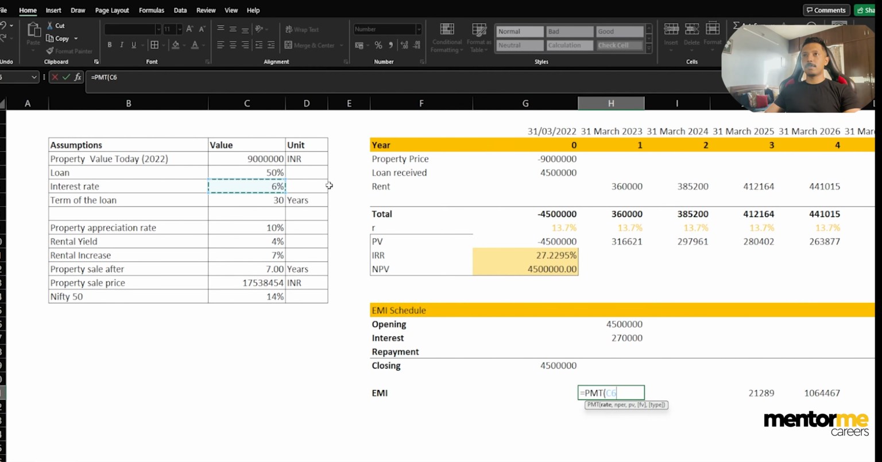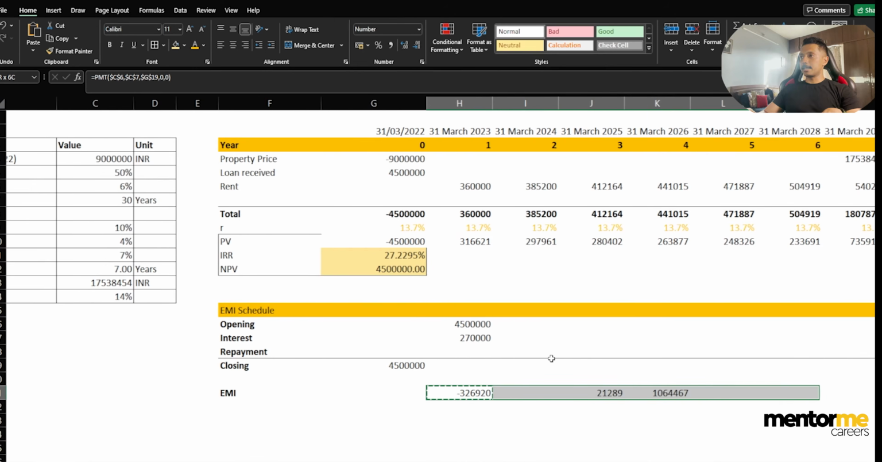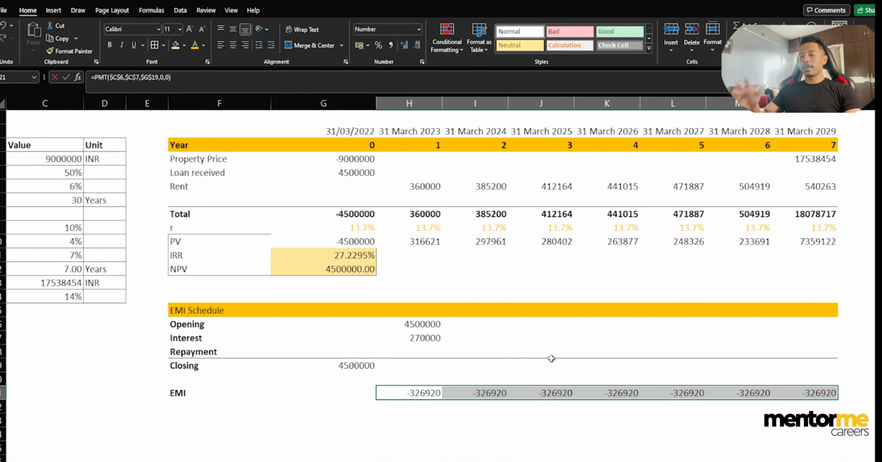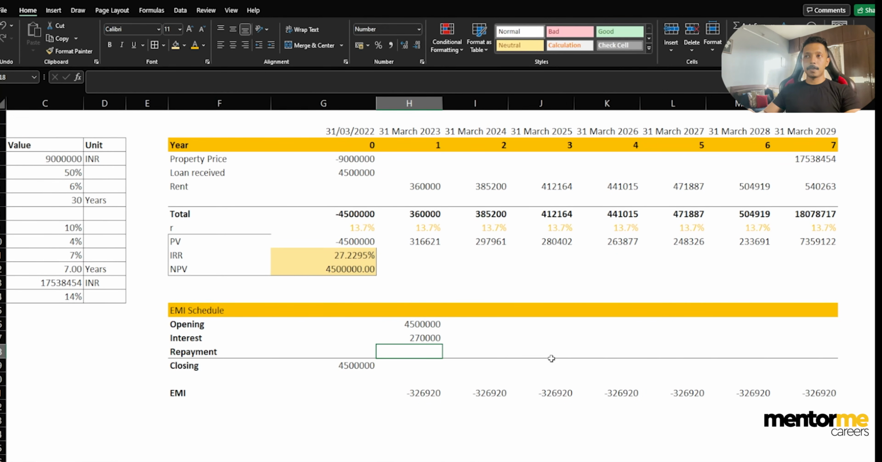Okay, so the rate of interest is 6%. Your period of loan is about 30 years. The present value of loan is 45 lakhs. The future value of loan is always 0 because it eventually gets paid, right? And type is 0. So 3,26,290 is what will be our EMI for each equated annual installment for the year, right?